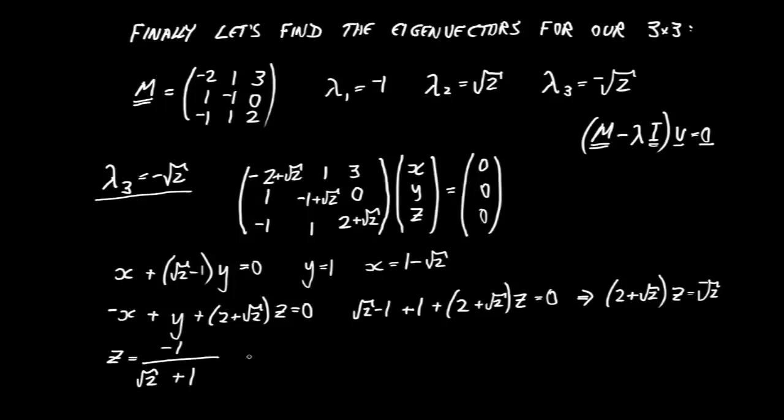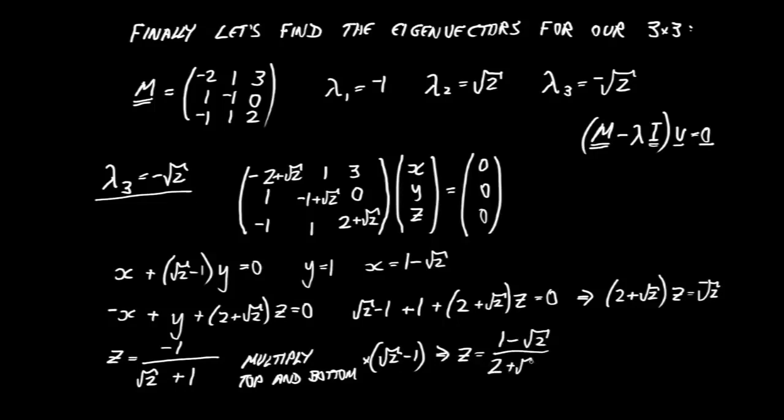I notice there's a trick I have up my sleeve. I know that if I multiply the top and bottom of a fraction like that by root 2 minus 1, it will simplify. I will then find that the top, of course, is 1 minus root 2, but the bottom will be 2 plus root 2 minus root 2 minus 1, and that whole expression just comes down to 1. Finally then, z is equal to 1 minus root 2. We've now found our x, y, and z values that are acceptable. So we're saying that vector 3 that goes with the lambda 3 value is 1 minus root 2, 1, 1 minus root 2. That is an acceptable eigenvector.